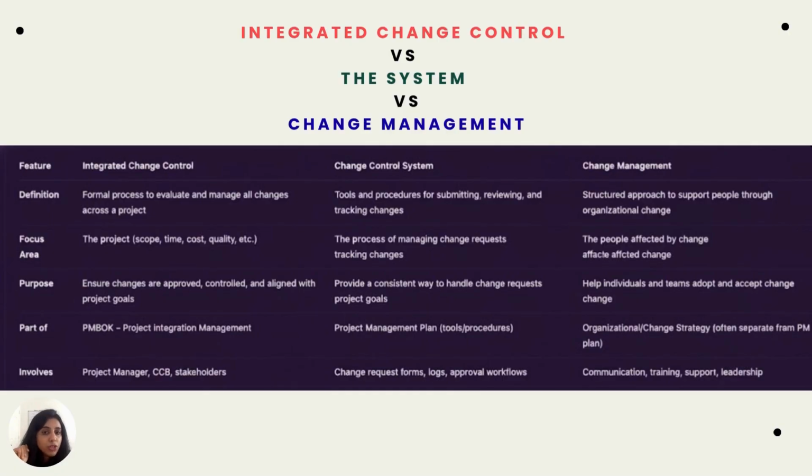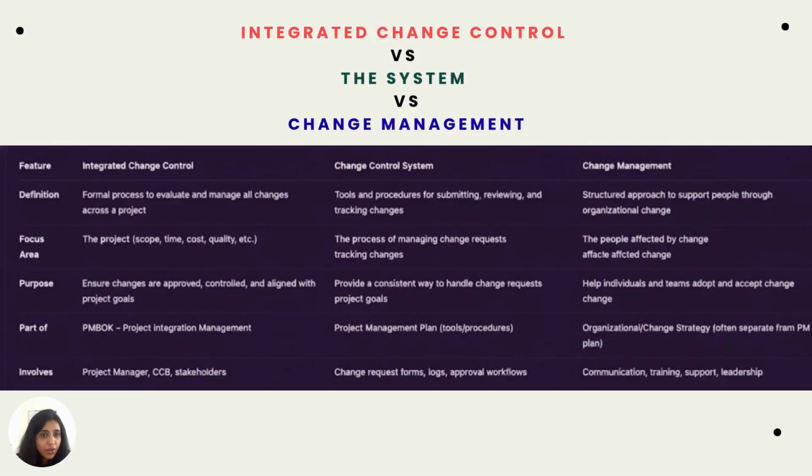Now, moving on to change control systems. What is the change control system? It's nothing but the tools and procedures for submitting, reviewing, and tracking the changes. While change management is a structured approach to support people through organizational change. Now, what are the focus areas for integrated change control? The project. That is the scope, time, cost, quality, or anything related to the project.